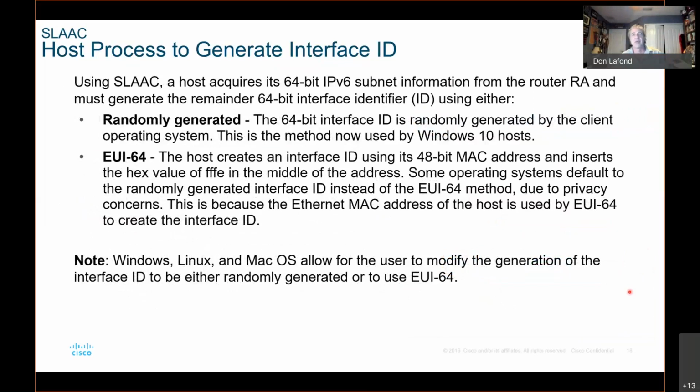You take the 24 bits on the left of FFFE and the 24 bits on the right of FFFE, put those two together, remove the FFFE, and then now you have the MAC address, which could be a security issue. That's why we don't use EUI-64 anymore. Some operating systems default to the randomly generated interface ID instead of the EUI-64 method due to privacy concerns. And as I just explained, the MAC address is obvious if you're using EUI-64.